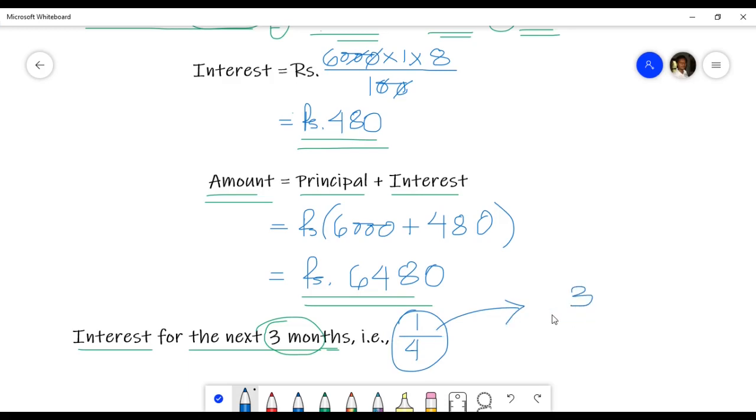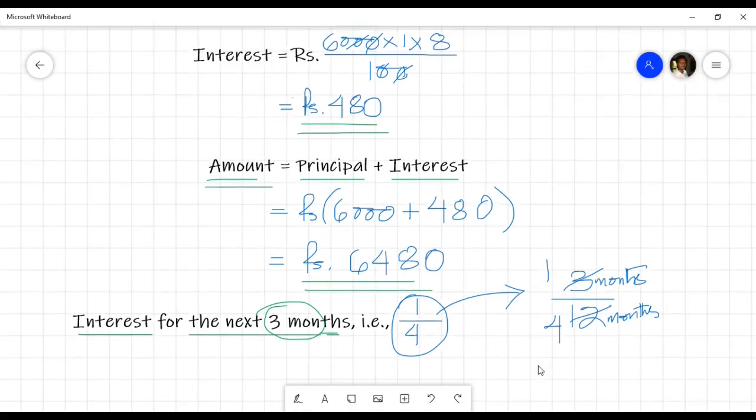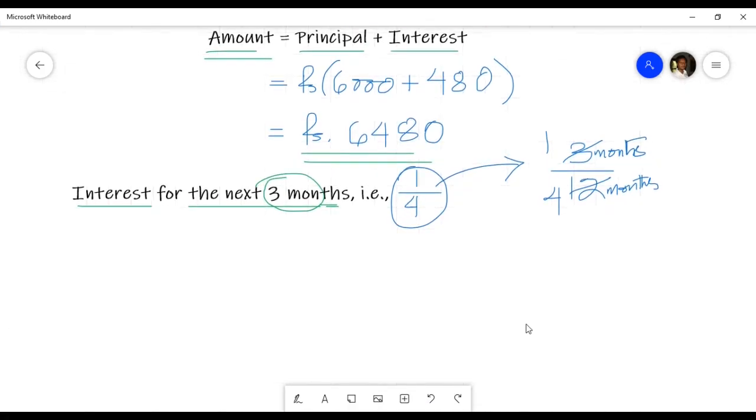3 months out of 12 months, right? 12 months make 1 year. So 3 out of 12. When you simplify it further, when you cancel it, 3 months by 12 months. We just divide these 3 months by the whole year, that is 12 months, and when you simplify it further, we get 1 by 4. So that is how we have written 3 months in the form of fraction 1 by 4. I hope you have understood this.